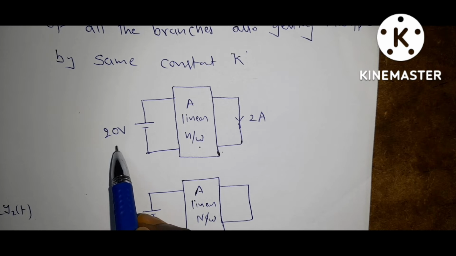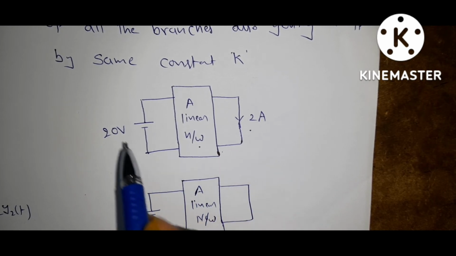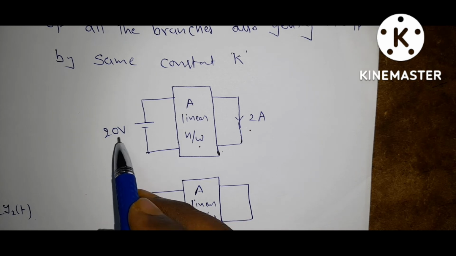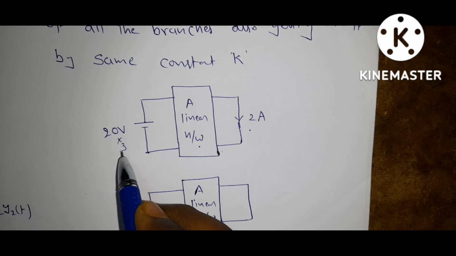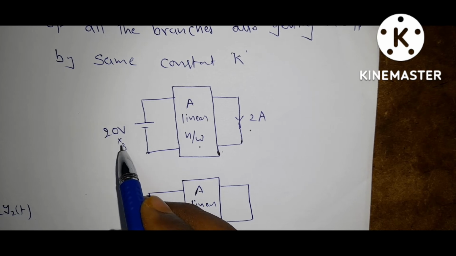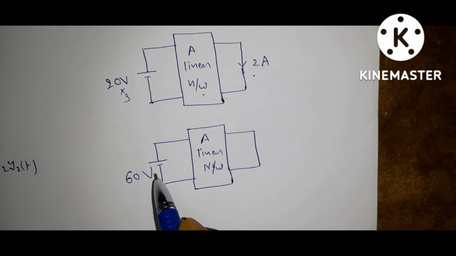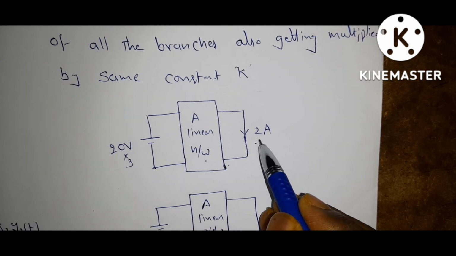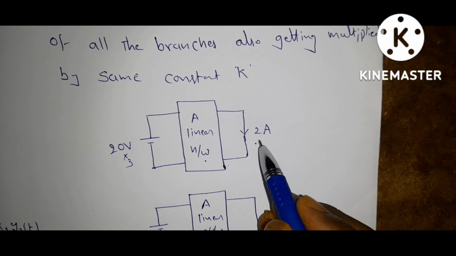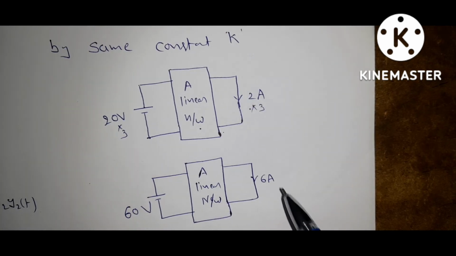Here the input is 20 volts and the response, or output, is 2 amperes. If the input, that is the excitation, is multiplied by some constant k, I am multiplying it by 3. So 3 into 20, you will get 60 volts. Then the response, that is the output, is also multiplied by the same constant k, that is 3. So here the response of 2 amps becomes 6 amps.